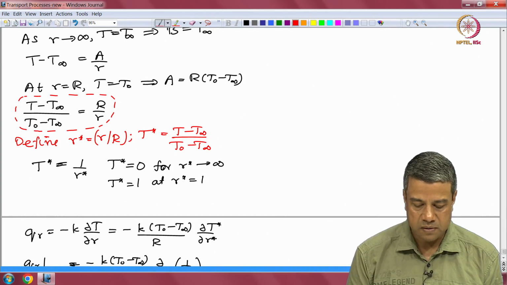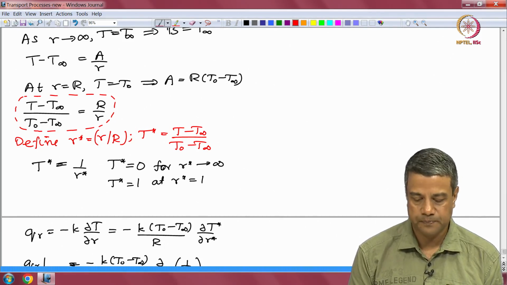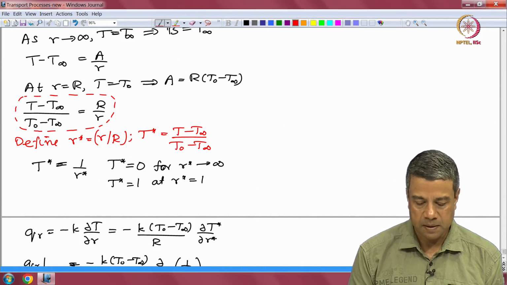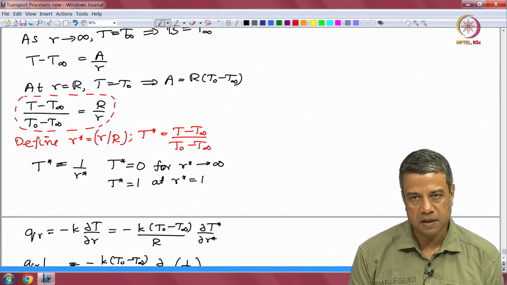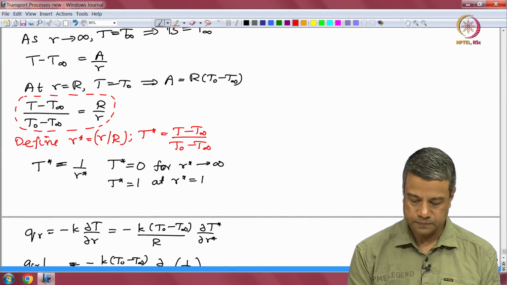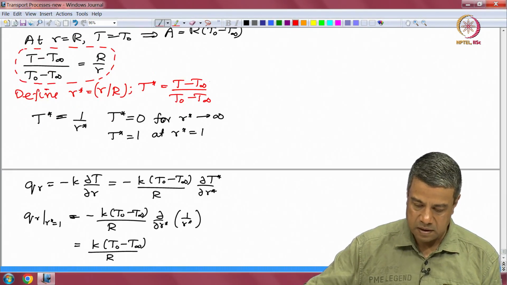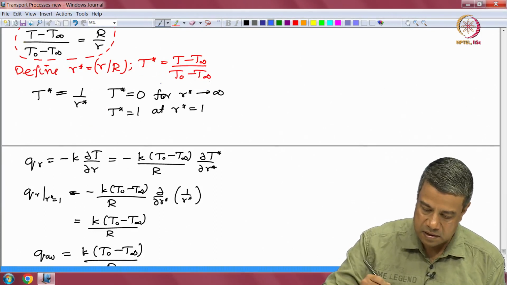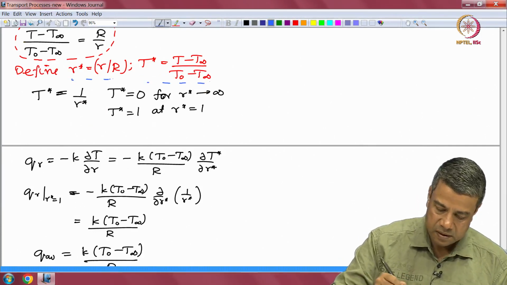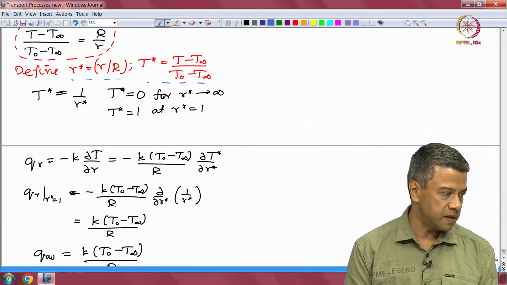At r goes to infinity, the left side is 0 and the right side is also 0 because r is going to infinity, it is in the denominator. At r is equal to capital R, the left side is 1 and the right side is 1, and the temperature decays as 1 over r. I had also expressed it in terms of T star. Define a scaled temperature and a scaled radius, and you get a relation: T star is equal to 1 over R star.